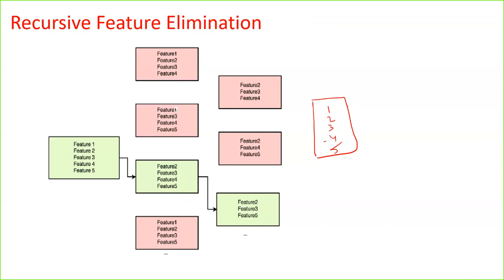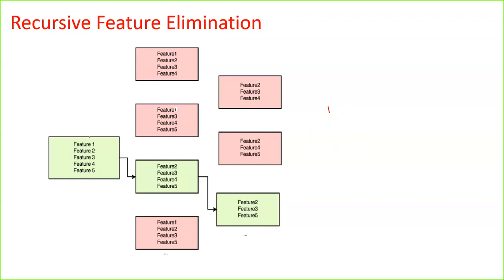So evaluate the performance with respect to each and every feature, and then eliminate the feature that minimizes the performance. So repeat the process until convergence. The convergence condition is the same. At any level, if the learning algorithm performance is lesser than the performance at the previous level, we stop the algorithm. So recursive feature elimination is also similar.